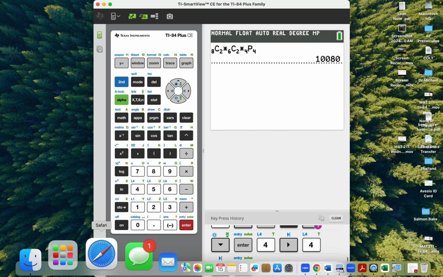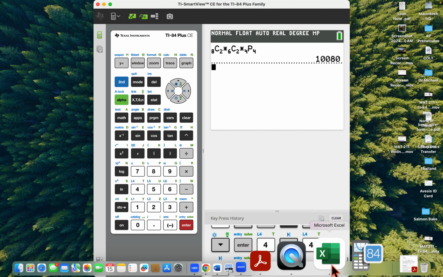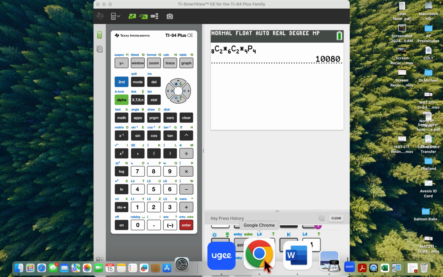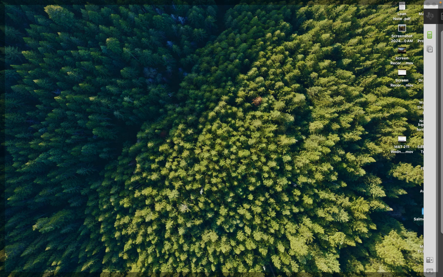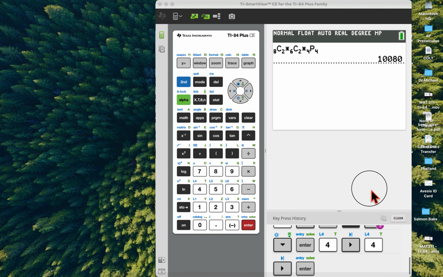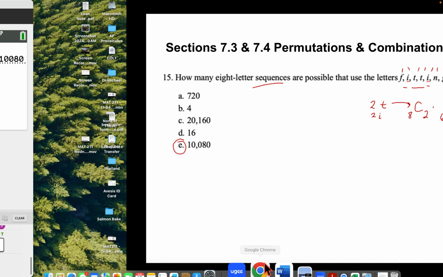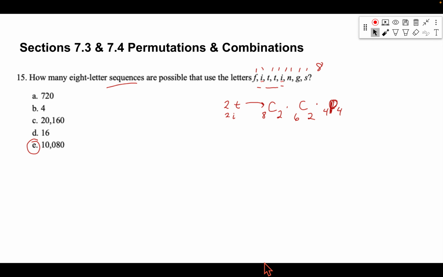So that's the beauty. Where am I? Oh, that's right. I think I have to go over here. Come on. There we go. Okay, so the calculator gave us 10,080. I'm going to stick with this way.